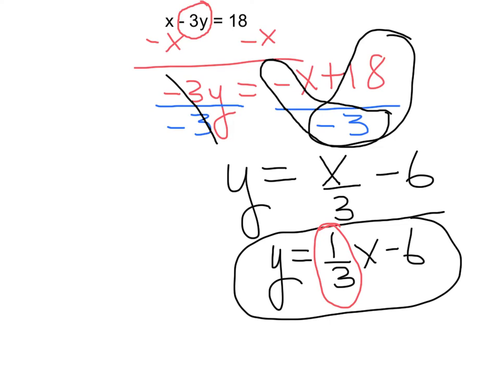In this problem, what I saw mostly is that people divided this 18 by negative 3 and they neglected to divide the x by negative 3. Okay, and I think I have one more.